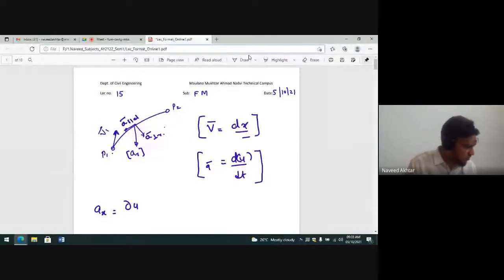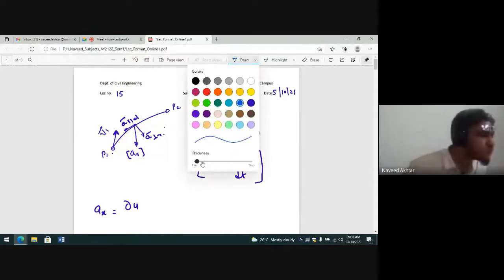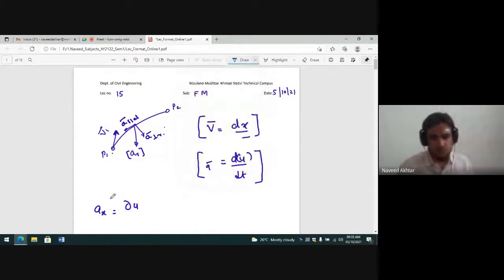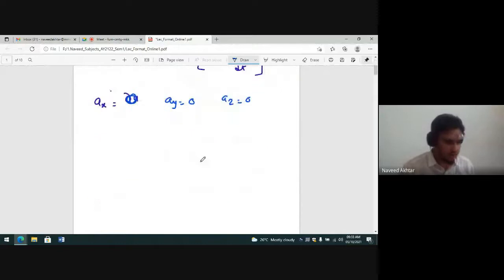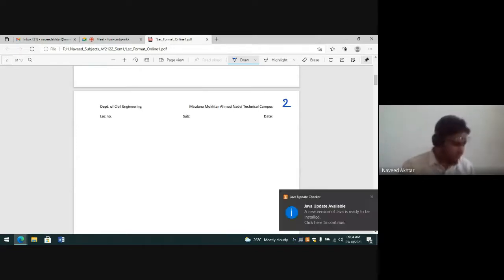So if ax is equal to 0, ay is equal to 0, and az is equal to 0, it means that your flow is steady and uniform. Flow is steady and uniform. Okay. Based on that, we will solve an example. I will write from page number 2.